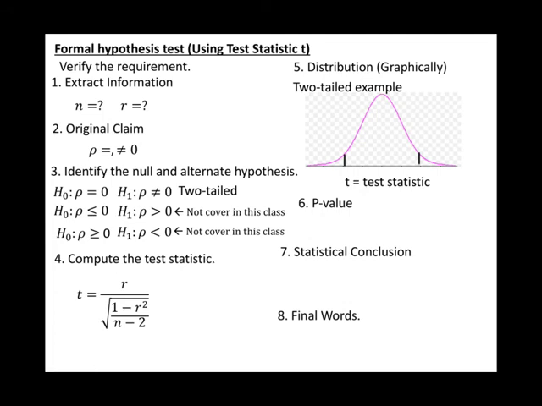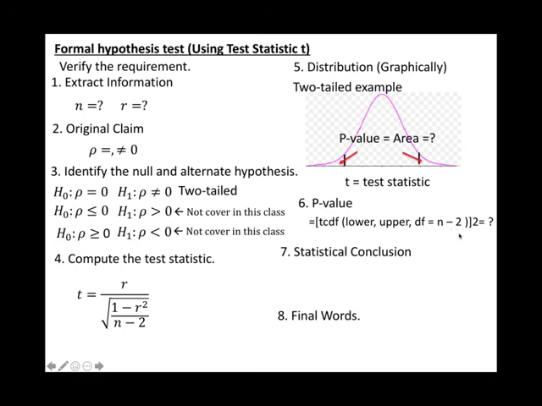We want to find the p-value. The p-value will be equal to the area of the two tails. So how can we find the p-value? This is the t distribution, right? So we're going to use the tcdf, lower, upper. And for this section, the degrees of freedom is n-2.